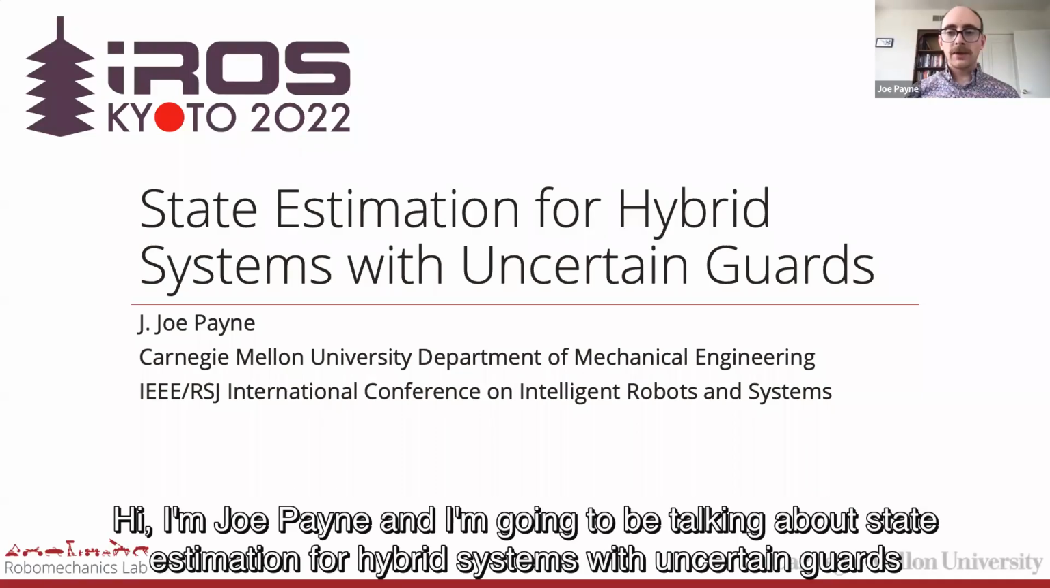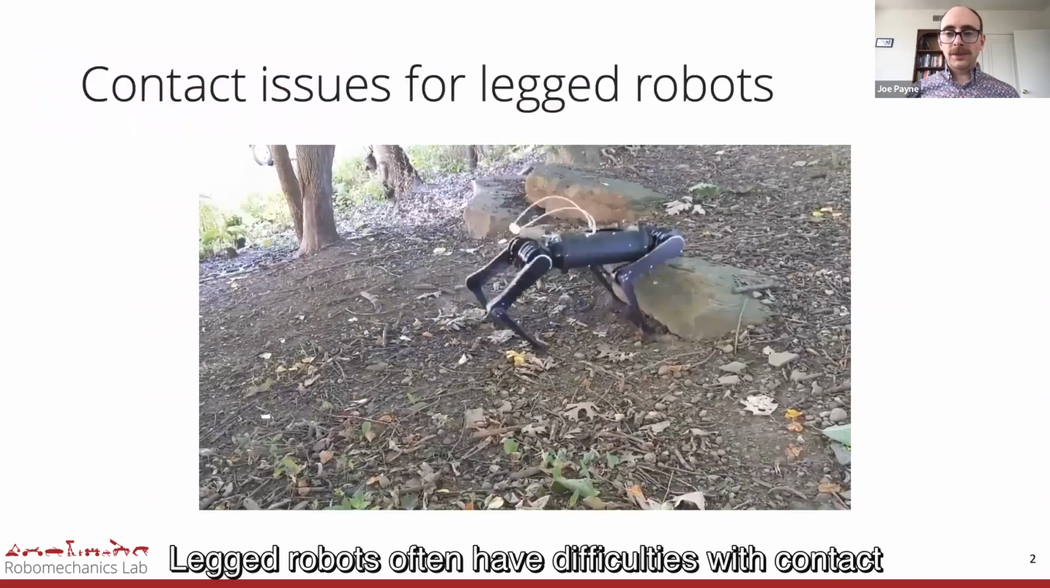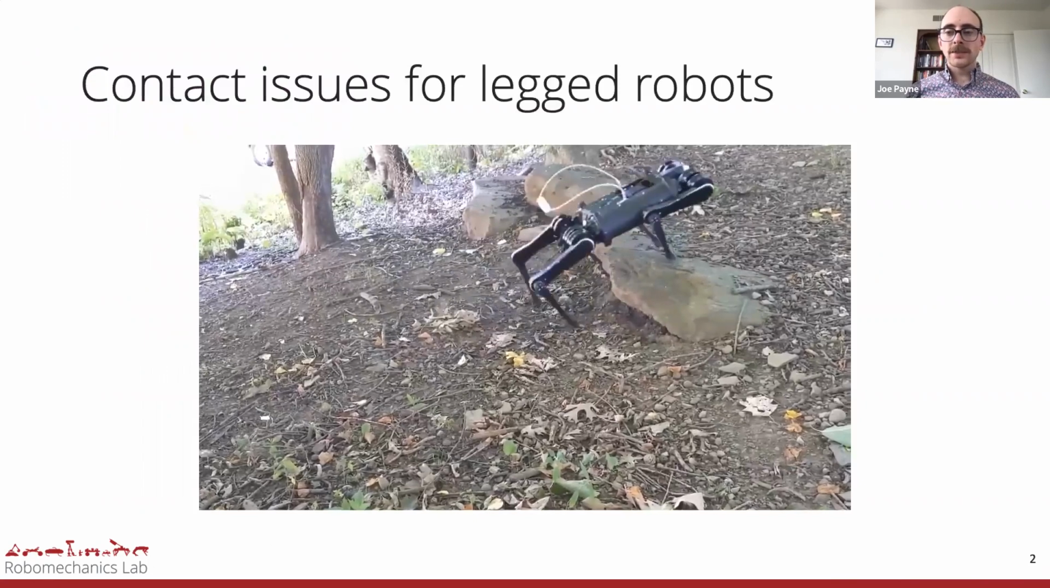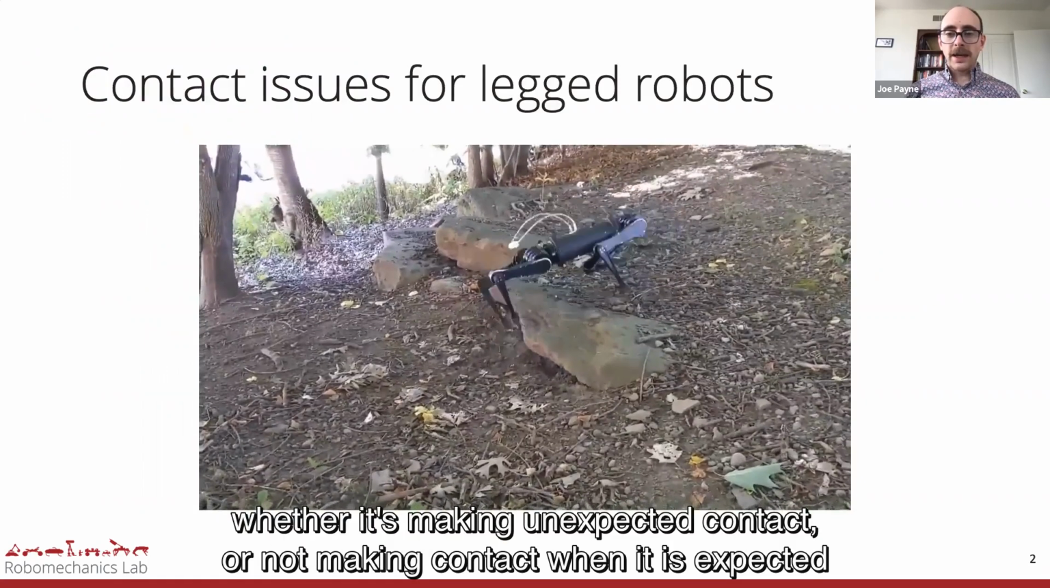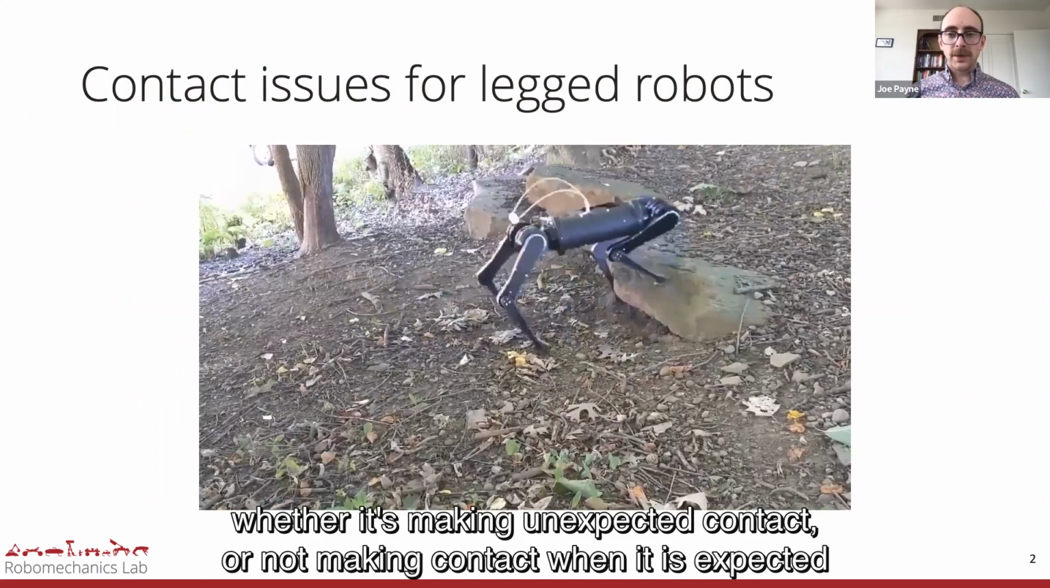Hi, I'm Joe Payne, and I'm going to be talking about state estimation for hybrid systems with uncertain guards. Legged robots often have difficulties with contact, whether it's making unexpected contact or not making contact when it is expected.